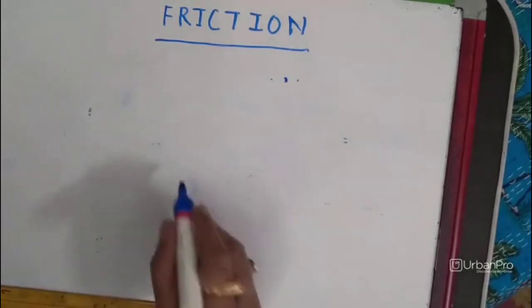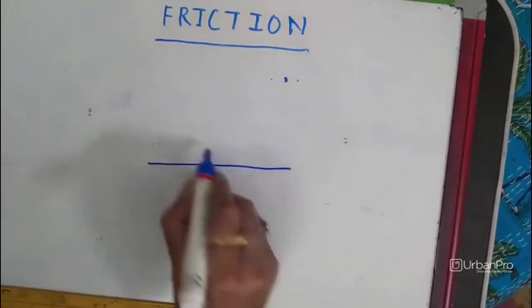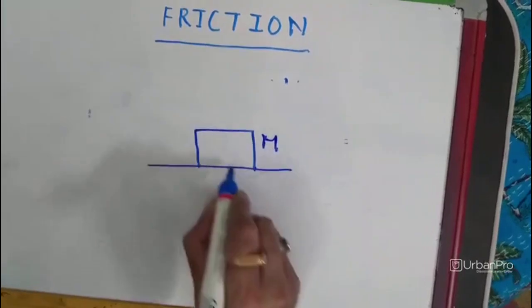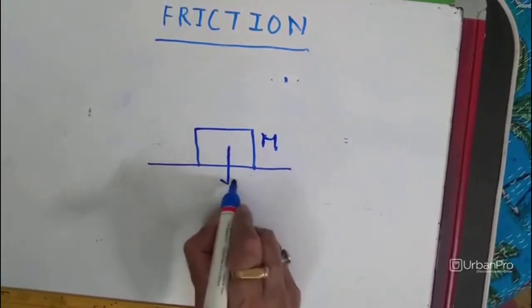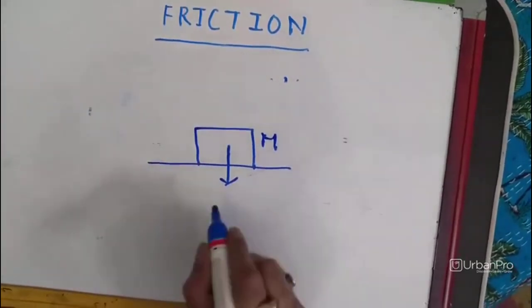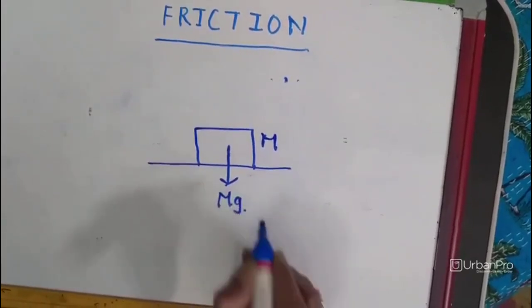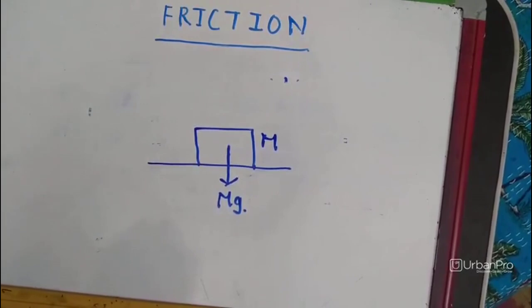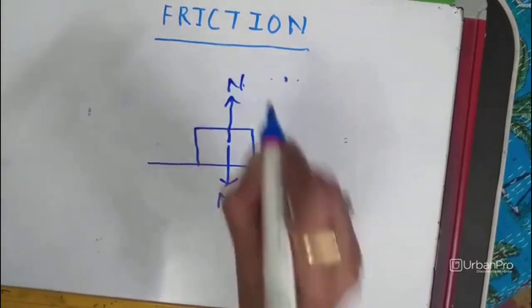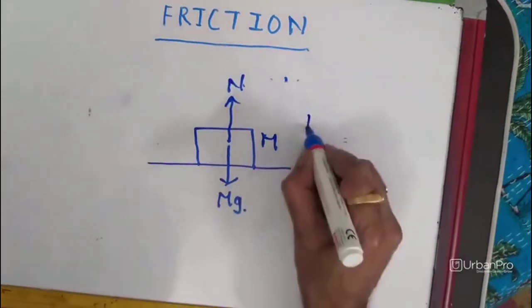Now suppose, as was told just a few minutes back, there is one block of mass m. What is the force with which the earth attracts the body, which is the weight? It is mg. If it's a horizontal surface, and we are talking only about horizontal surfaces, what is the normal force exerted by the surface on the body? Normal force is equal to mg.